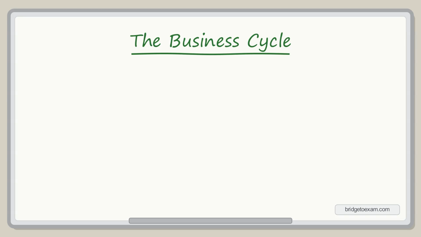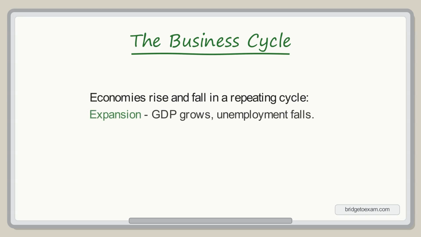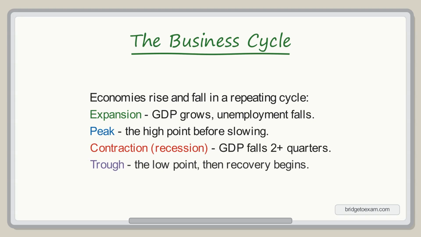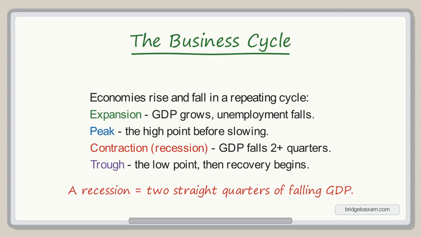Economies don't grow in a straight line. They move through a repeating pattern called the business cycle. In an expansion, GDP grows and unemployment falls. The expansion reaches a peak, the high point. Then comes a contraction, or recession, when GDP falls. Officially, a recession is 2 consecutive quarters of shrinking GDP. The recession bottoms out at the trough, and then recovery begins and the whole cycle repeats. A severe, prolonged recession is called a depression, like the Great Depression.